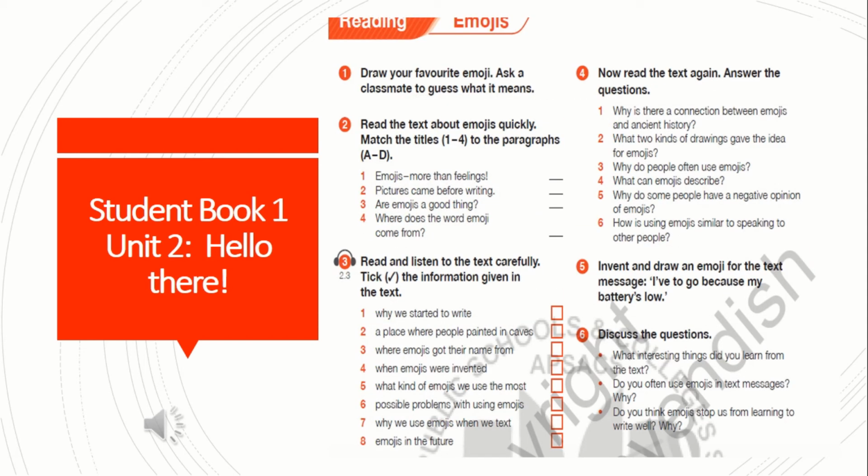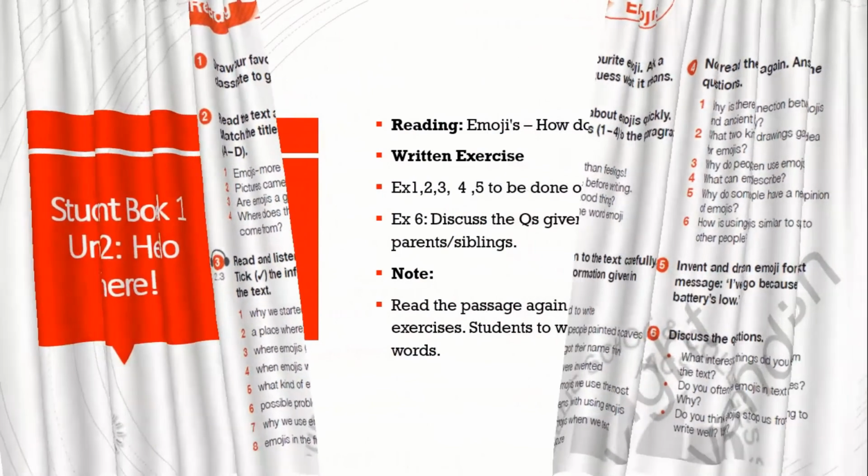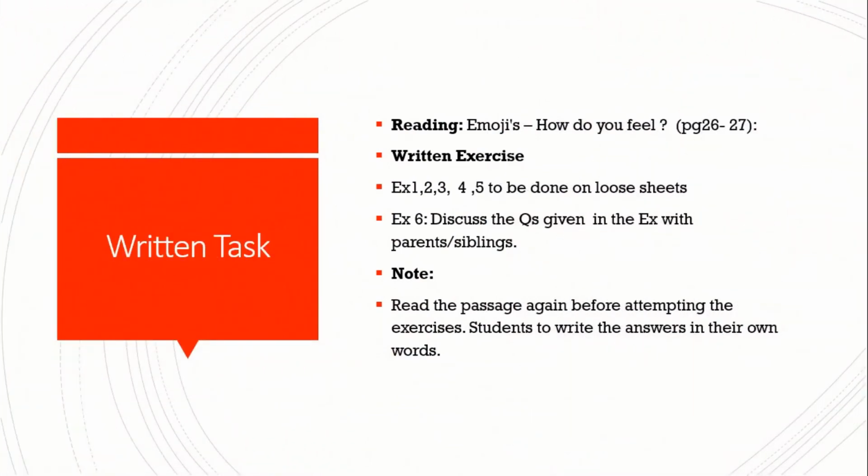Here is your written task related to the 2.3 audio track. You are to do this exercise. Written task is page 27. Written exercises 1, 2, 3, 4 and 5 are supposed to be done. This exercise is given on page 26. Page 27 is the text.